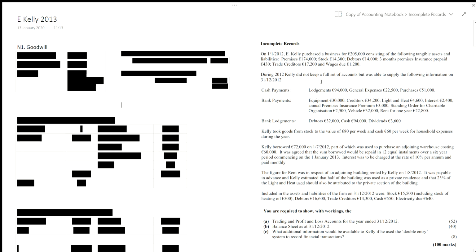So this is the details at the very top. Look, this looks like quite a normal question. We have our figures at the beginning. We have our assets and liabilities at the beginning of the year.